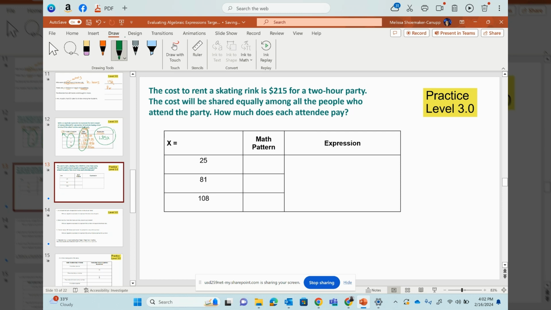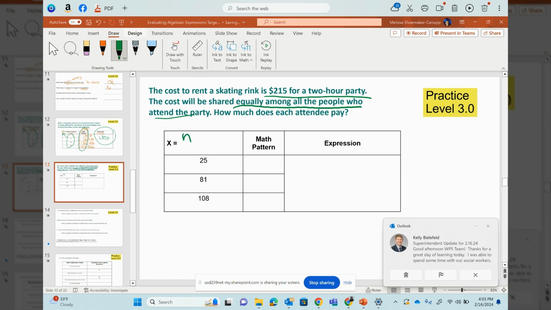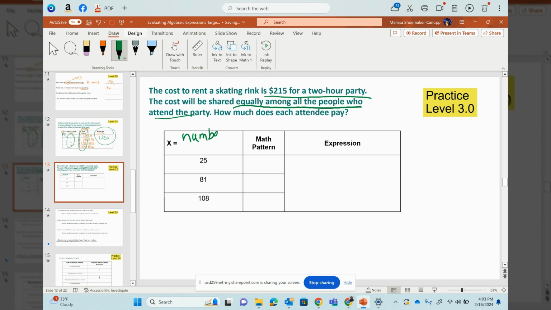The cost to rent a skating rink is $215 for a 2-hour party. The cost will be shared equally among all the people who attend the party. Okay, so X is going to be 25, 81, and 108. That's the number of people coming. Okay, number of people coming. Now, that doesn't fit in there very well, does it? We start out with this $215 price tag, okay? So what do we have to do to equally share it?